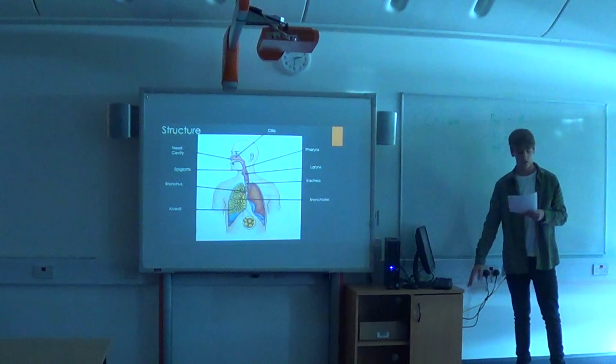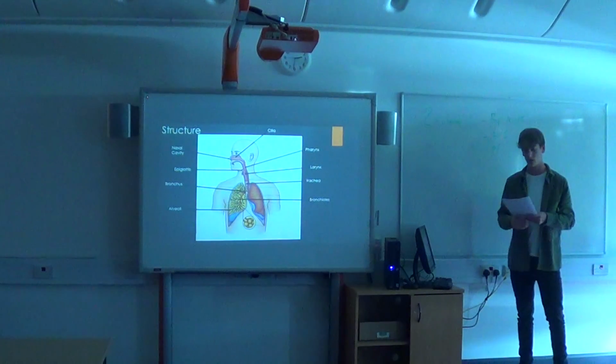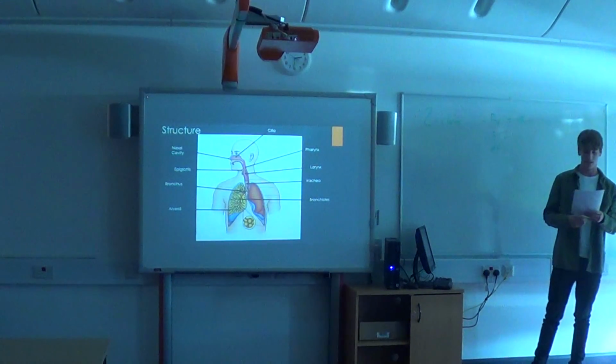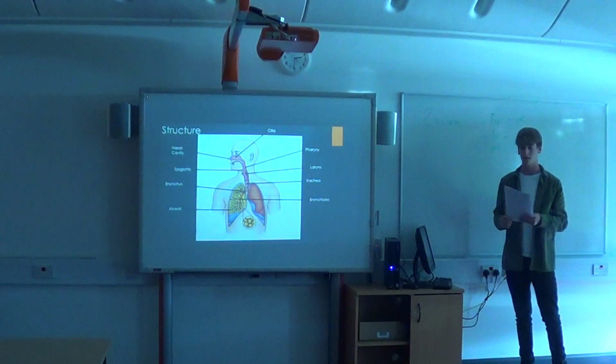So finally, moving on to the alveoli, they're small grape-like air sacs where diffusion takes place. I'll talk about diffusion later on in the PowerPoint. And we have over 300 million of these in our lungs, allowing for sufficient amounts of gaseous exchange to take place in the lungs.